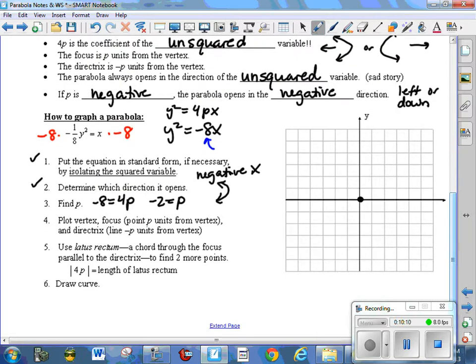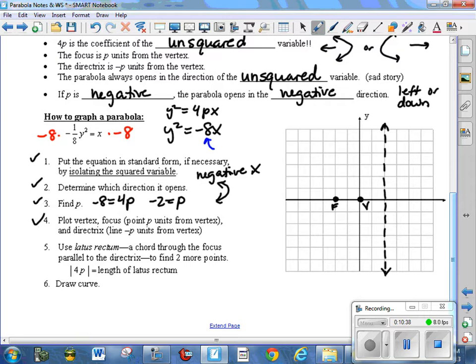So plot that point. We go -2 to the left to find the focus. So there's our focus. There's our vertex. And the directrix is in the opposite direction from the focus. Since we're opening to the left, the directrix is going to be going vertically here, because the vertex is always sort of behind the parabola. It never cuts through the parabola. So there's my directrix.